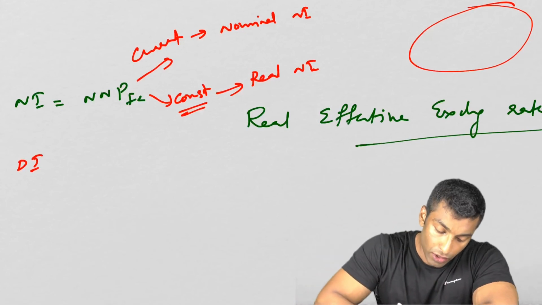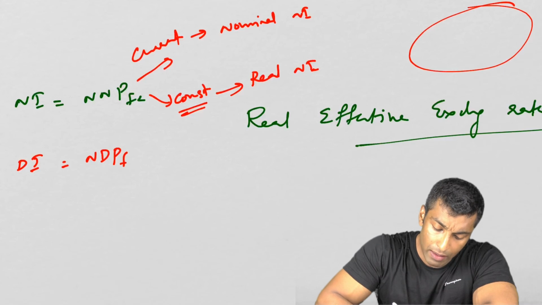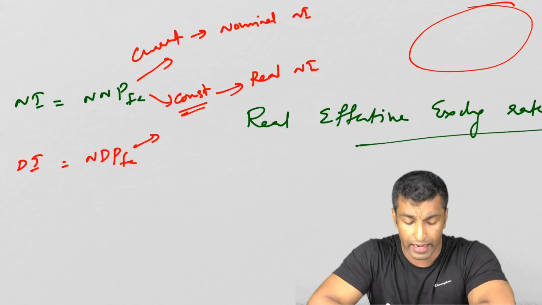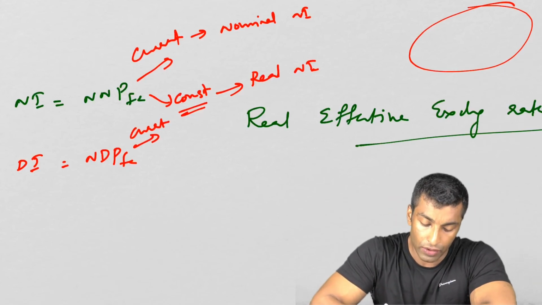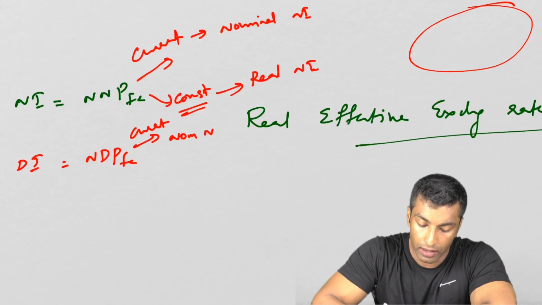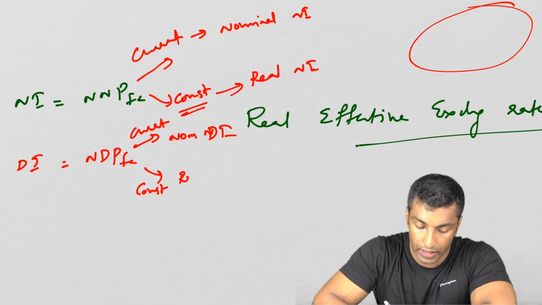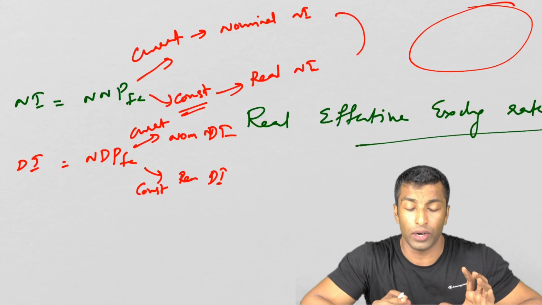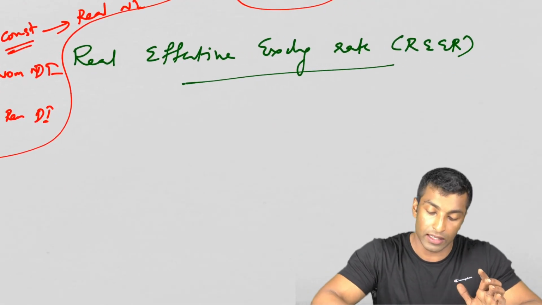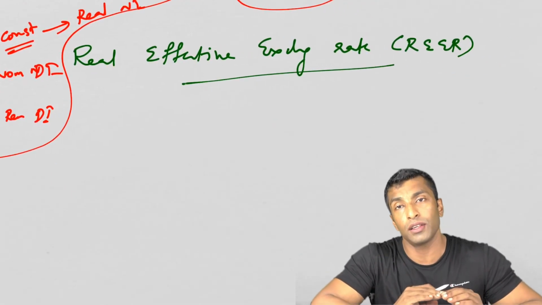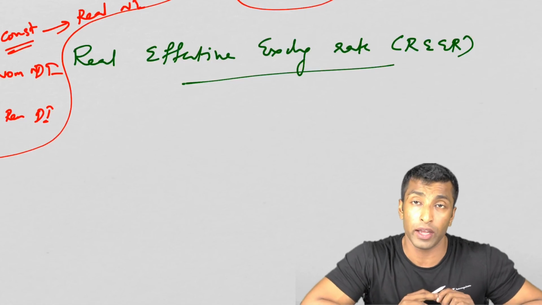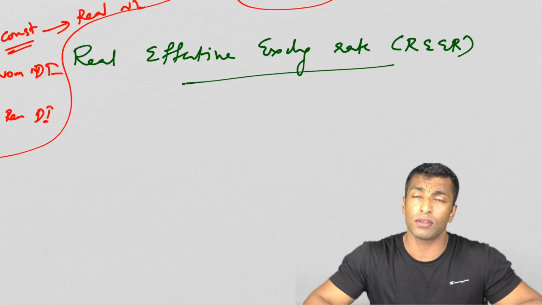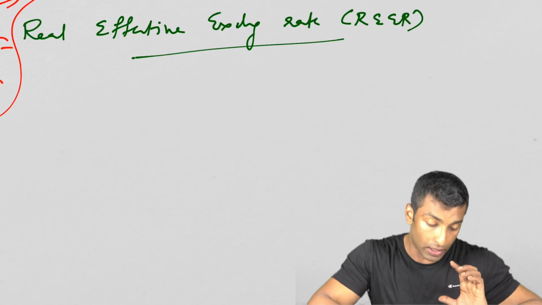Okay, so again, when you talk about domestic income, what was that? NDP at factor cost. That again you can take it current. So if you take it current, you'll get nominal domestic income, and if you take a constant price, you will actually get real domestic income. Exactly like that only. So here real effective exchange rate means nominal that you are going to adjust for inflation. Okay, and what it is actually going to give you, I'll discuss here.